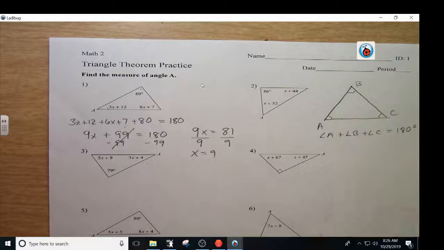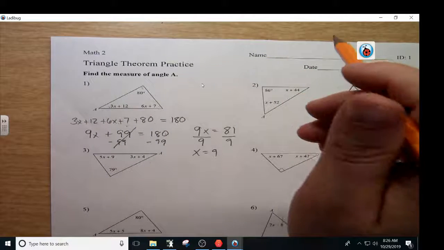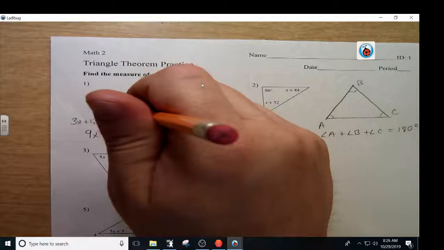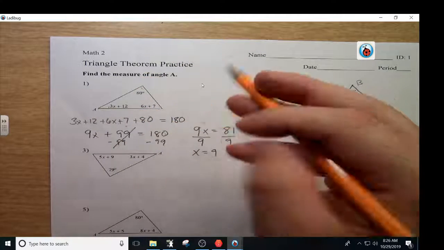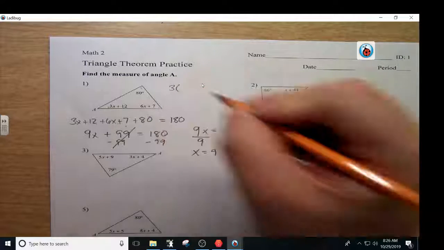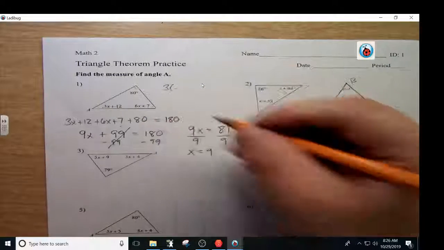Now, guys, notice it did not ask to solve for x, but you had to solve for x to get the answer. What it wants is the measurement of angle A. So now angle A is 3x plus 12, so it's going to be 3 times 9, because x is 9 now.